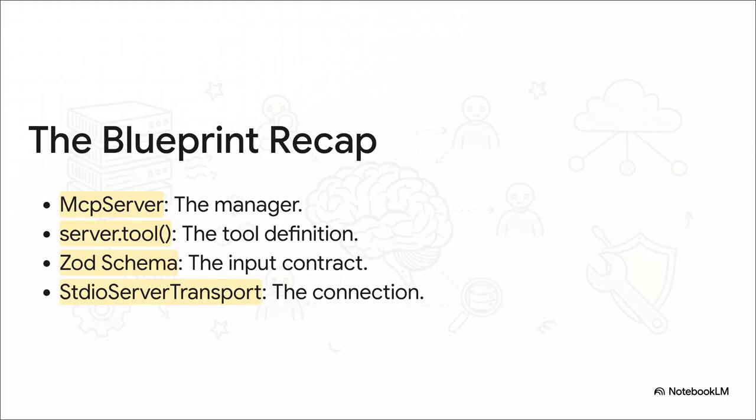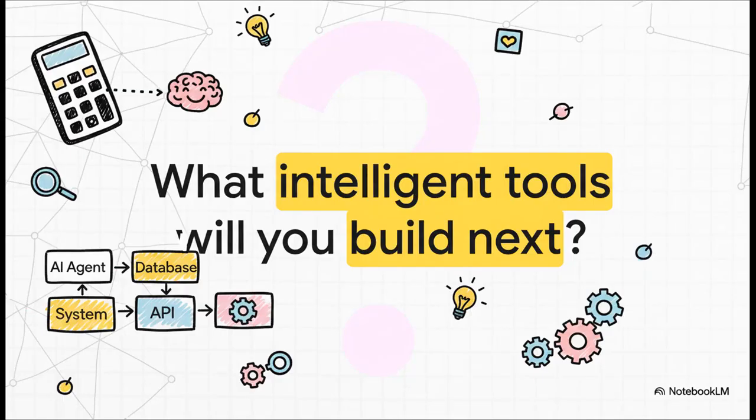So let's just do a super quick recap of the blueprint we've put together. We've got the MCP server, that's our manager. We've got server.tool, that's our 3-step recipe for making any tool. We've got the Zod schema, that's our strict bouncer for the inputs. And finally, the Studio server transport, that's our private hotline. Those 4 pieces are the whole game. And that's it. You just built a fully functional, AI-ready calculator.